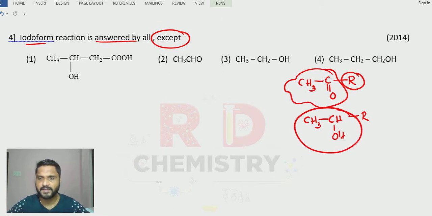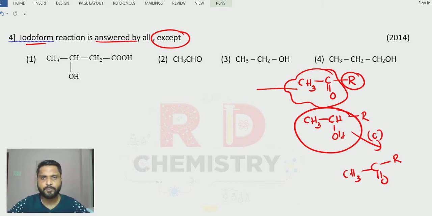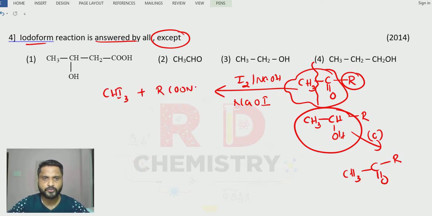Because the iodoform reagent is the oxidizing agent. If there is an alcohol like this, it will get oxidized to give CH3 C double bond O and R. So what will happen during the iodoform reaction? During iodoform reaction, mixture of iodine and sodium hydroxide is taken, or can be written sodium hypoiodide. So what will happen? CH3CO group breaks off and will give CHI3 plus sodium salt of the carboxylic acid. So this CH3 becomes CHI3, iodoform, it forms iodoform.